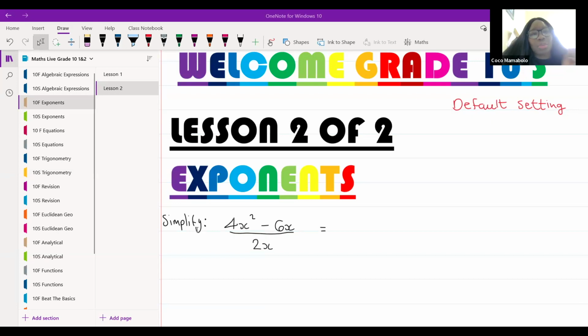Our default setting whenever we're factorizing is to first look for an HCF. That's the first thing we're always going to check for. Even if we see a difference of squares somewhere, we always check for HCF first. So, Mandisa, do we see HCF at the top here? Yes, ma'am. Wouldn't the HCF at the top be 2x? Absolutely, it's 2x. Good. So we're going to take 2x out as a common factor.